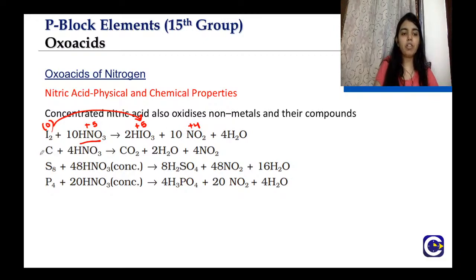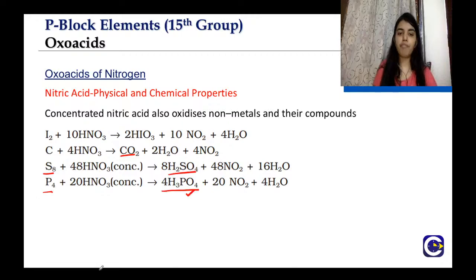Similarly, for carbon, it has a 0 oxidation state here and +4 oxidation state here. Sulfur also has a 0 oxidation state here and here, +2 plus x minus 8, that means +6 oxidation state of sulfur. So, with non-metals also, nitric acid can behave as an oxidizing agent. You also have to remember these products: iodine will be converted into HIO3, carbon into CO2, S8 into H2SO4 and P4 into H3PO4.